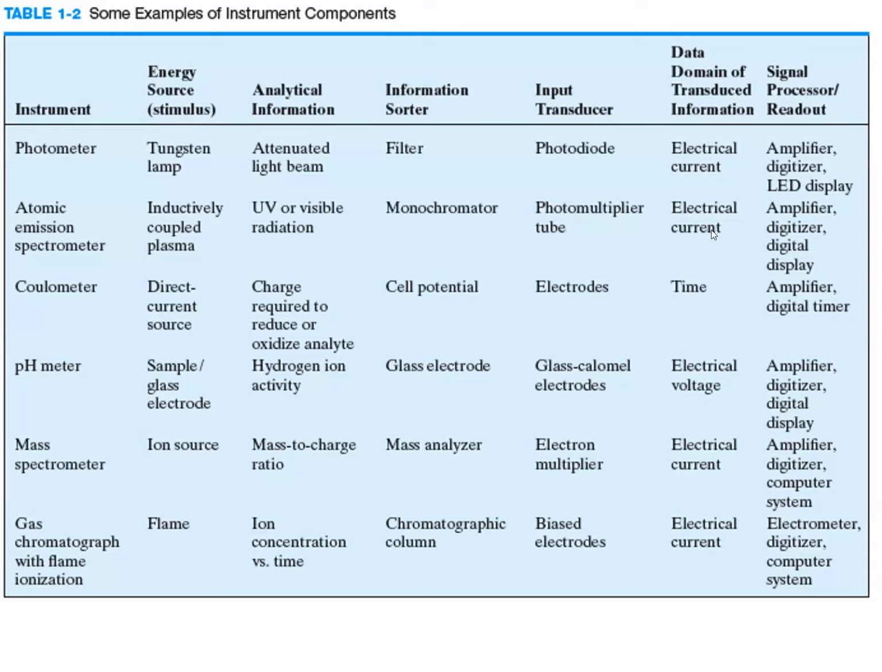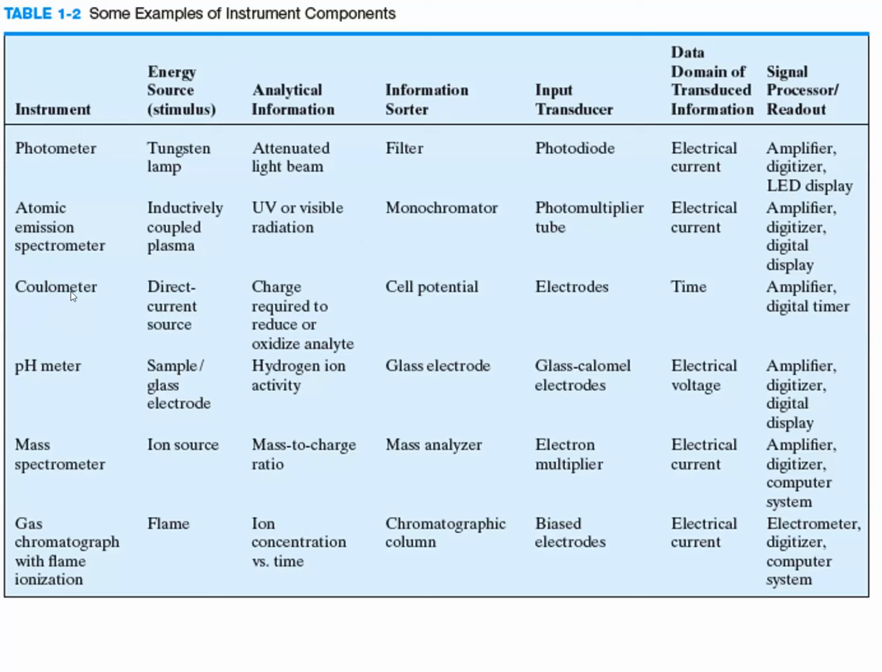And then we have the electrical signal. You get the electrical signal from the photomultiplier, then that is digitized, and the information is amplified. These are some simple examples of instrumental components.